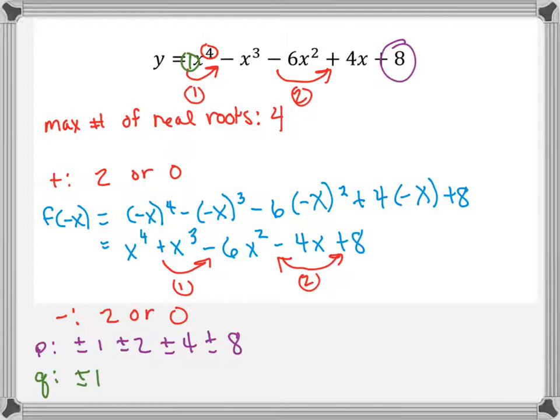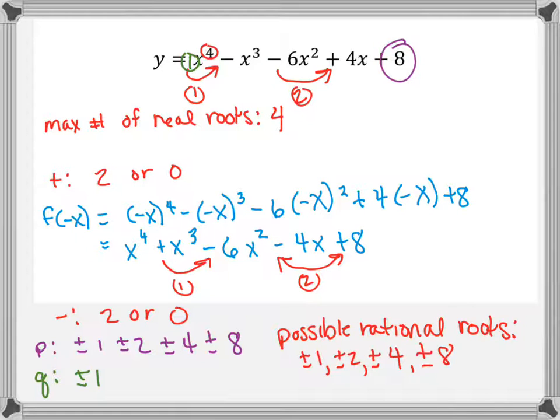So then if we are finding the possible rational roots and taking all of our p's and putting them over all of our q's, because q is just plus or minus 1, the possible rational roots are going to look like all of our p's. Plus or minus 1, plus or minus 2, plus or minus 4, and plus or minus 8. Okay, so we have 8 possible rational roots.